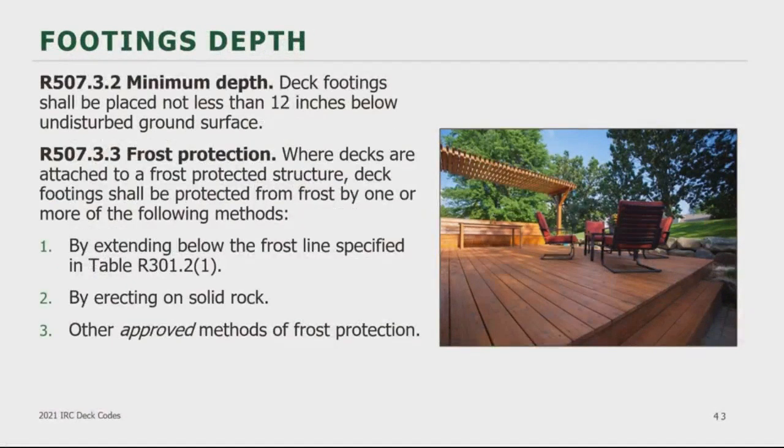The 2021 IRC moves requirements for footing depth from section R403.1.4 into R507.3.2. A freestanding deck has to have a footing depth of 12 inches below grade. However, if the deck is connected to the house or another structure that has its footings at or below the frost depth, then the deck also has to have footings that are at or below the frost depth.